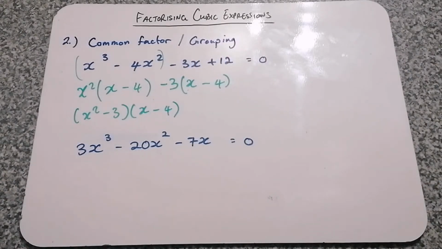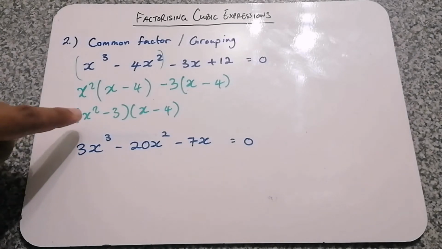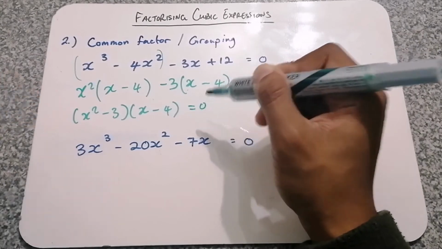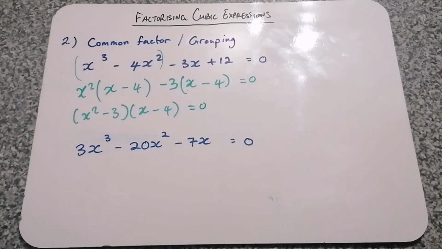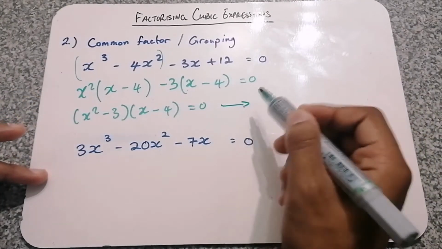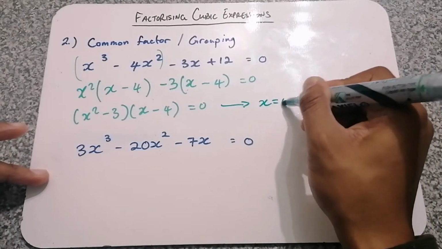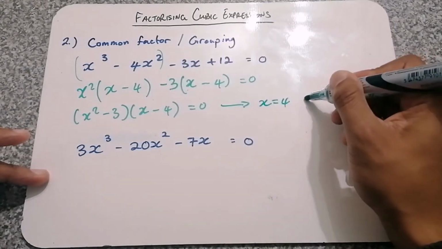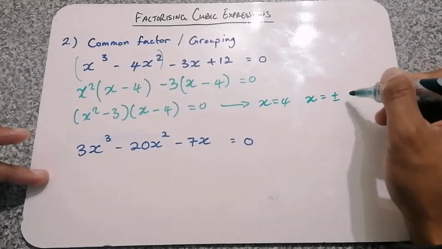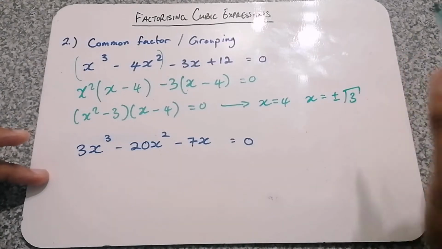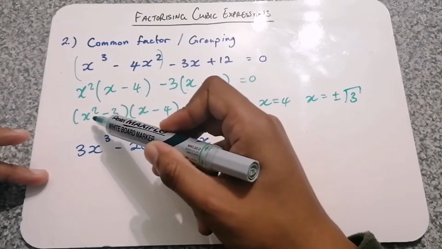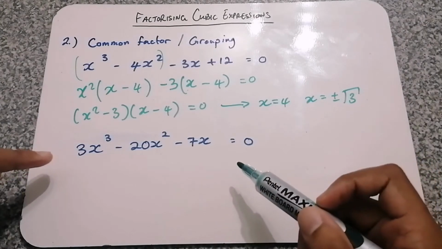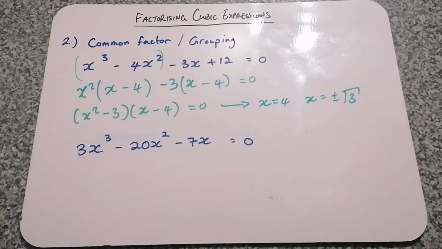There it is all factorized. Now, since this is an equation, let's write the solutions for this equation. We already know that x is equal to 4 for this one, but for that one, x will be equal to plus or minus the square root of 3, because you take 3 across and then the square root on both sides. For the next one, we'll have to take out a common factor.